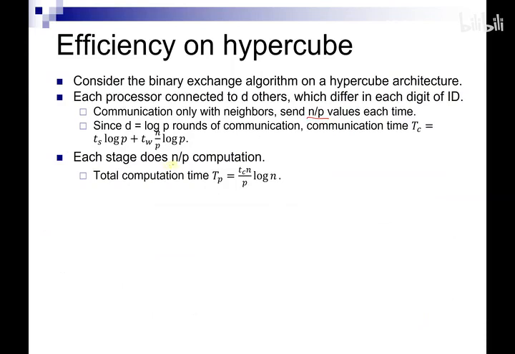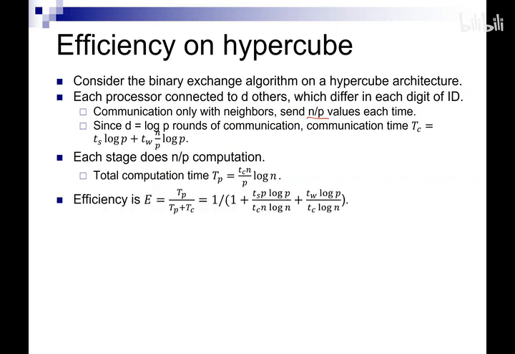And so each stage, for each processor, does n divided by p amount of computation. Because there are log n stages in total, the total computation for each processor is going to be n divided by p times log n times tc, and this tc is the amount of time to do one computation.